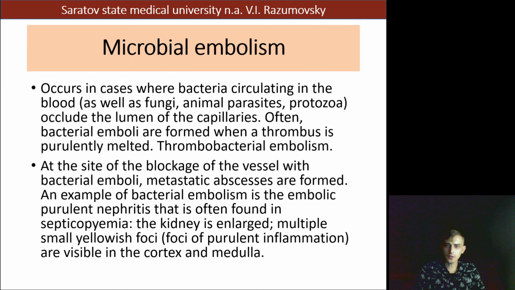Often bacterial emboli are formed when a thrombus is purulently melted. Bacterial embolism you may find in sepsis, for example. At the site of the blockage of the vessel with bacterial emboli, metastatic abscesses are formed. An example of bacterial embolism is embolic purulent nephritis, as often found in septicemia. The kidney is enlarged, multiple small yellowish foci are visible in the cortex and medulla.